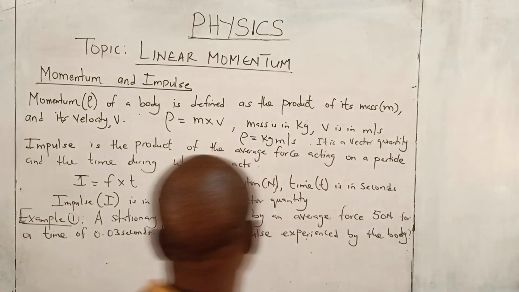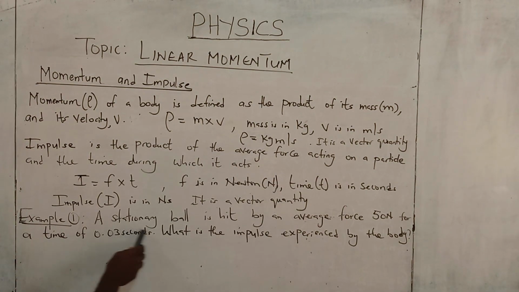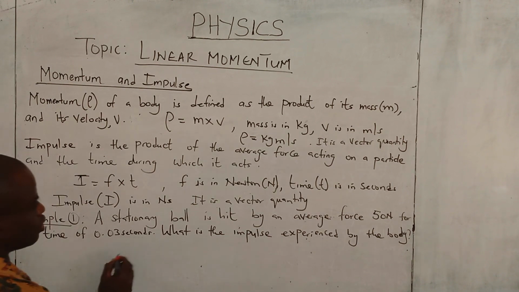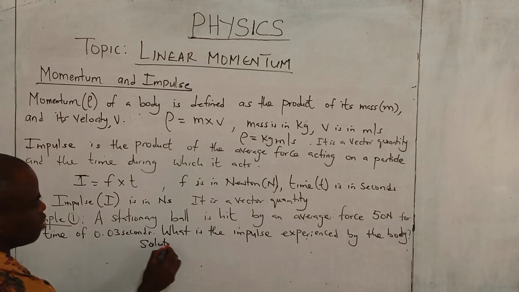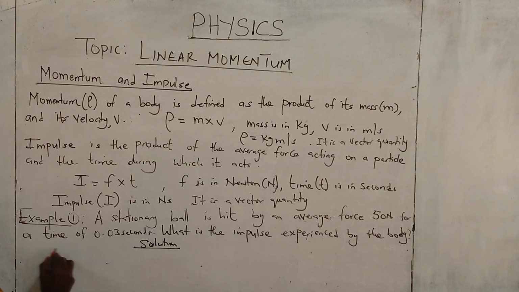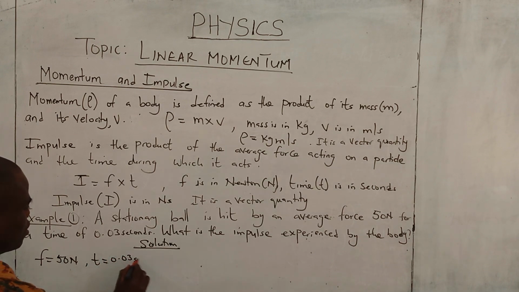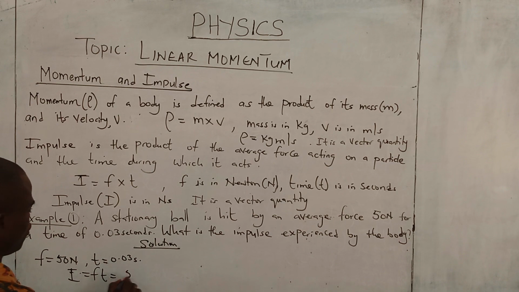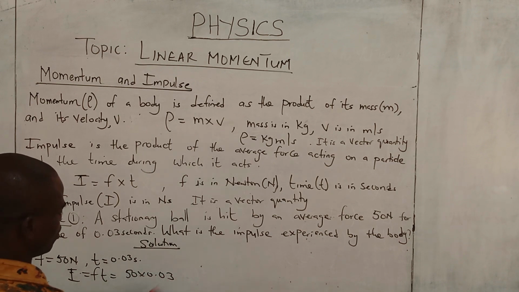Let's see a problem to solve. Example 1. A stationary ball is hit by an average force of 50 Newton for a time of 0.03 seconds. The first thing to do is to write the parameters. As I always told you, force F equals 50 Newton, time t equals 0.03 seconds. What is the impulse? Formula for impulse, direct formula: impulse I equals Ft, that's 50 times 0.03.